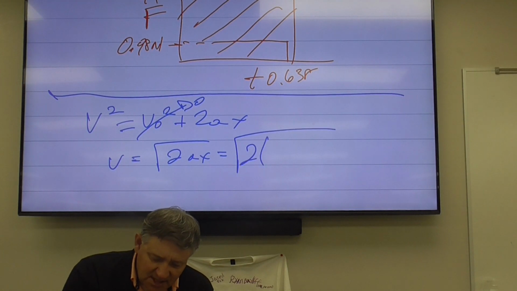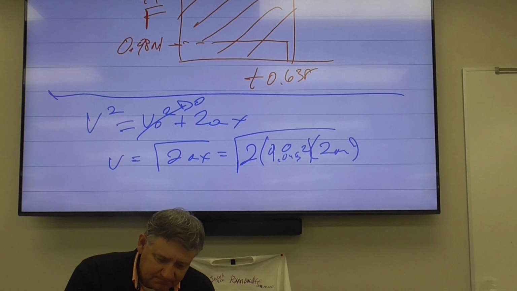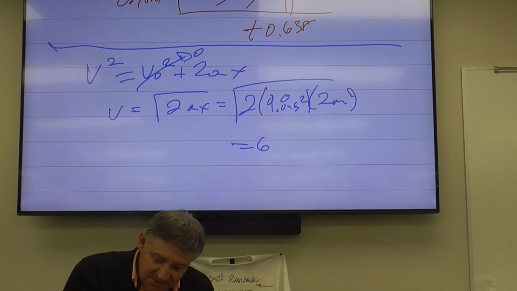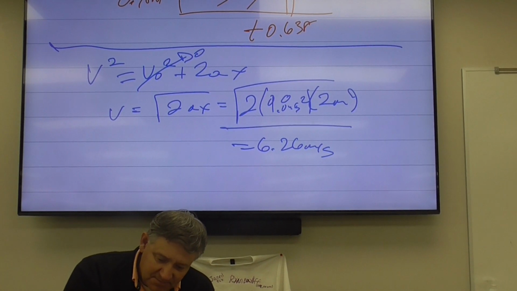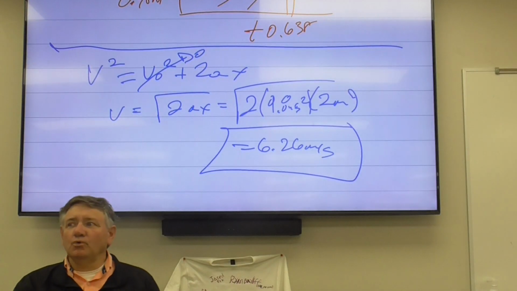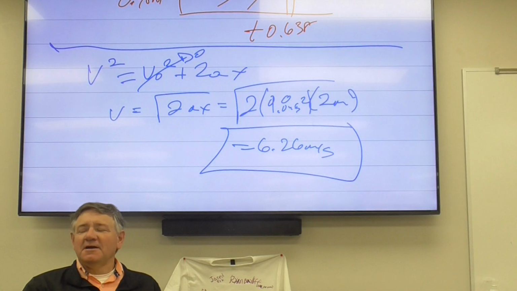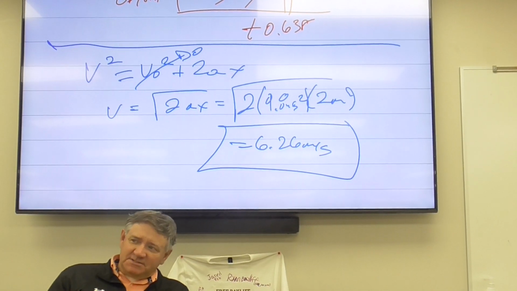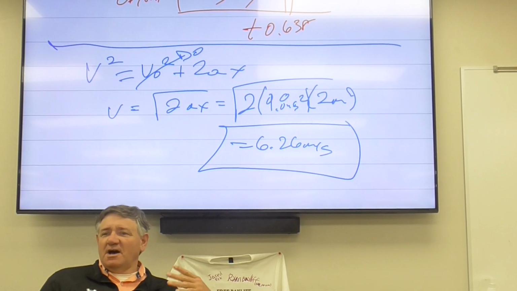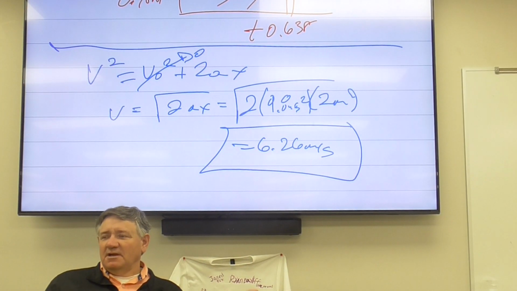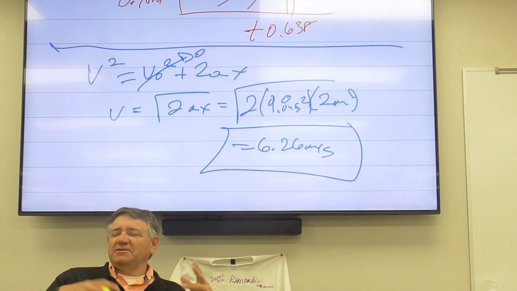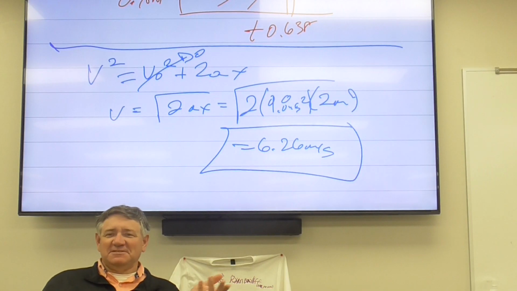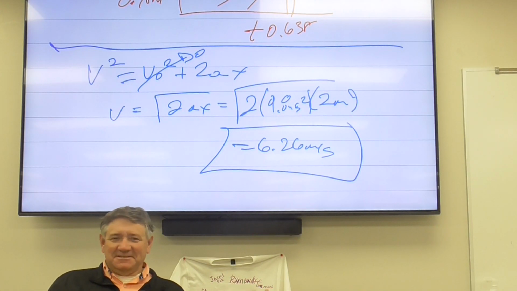If I take 2 times 9.8 meters per second squared times 2 meters, Cohen, what do I get? 6.26. I get 6.26 meters per second. And here's the reason why. I can't have a set of energy equations saying the velocity is 6.26, and then work with kinematic equations saying the velocity is 8.26.